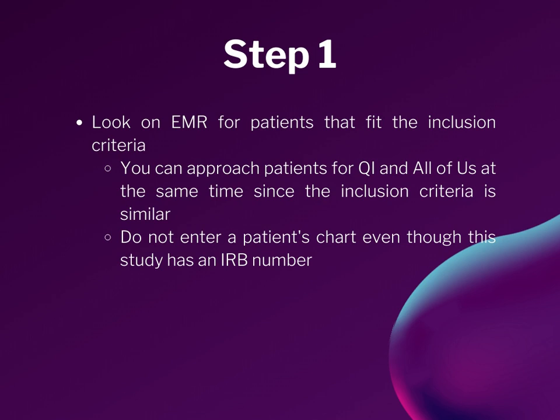So since this study is really similar to the QI study in terms of the inclusion criteria, you should probably be screening for patients that you would both try to enroll into QI and All of Us at the same time. So when you would approach the patient, you would talk about QI and All of Us.